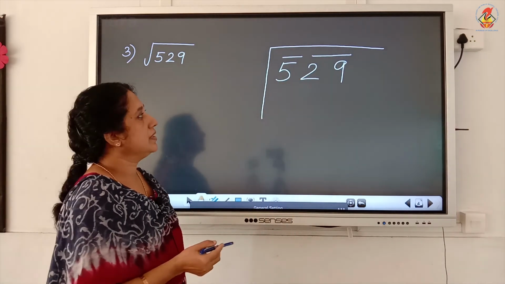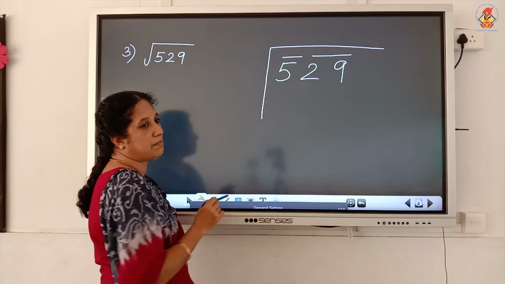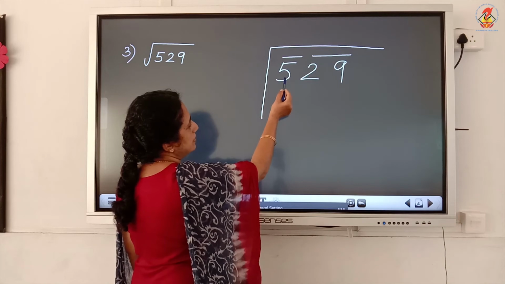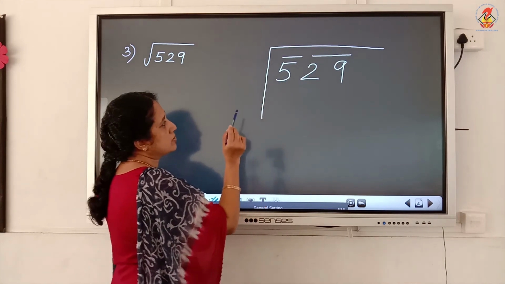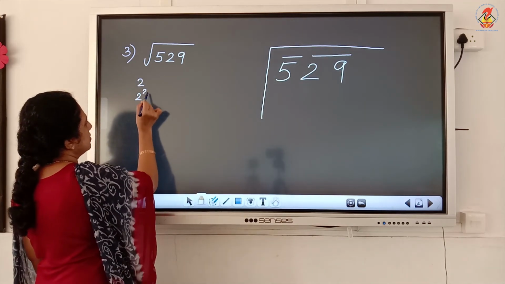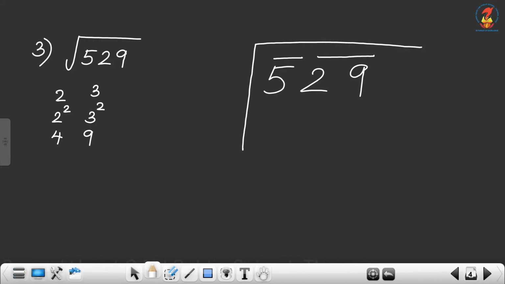Now second step, think of the largest number whose square is less than or equal to the number under the extreme left bar. So consider the number under the extreme left bar. So the number is 5. Suppose if you take 2, 2 square is 4. Then if you take 3, 3 square is 9. So which one do we have to take? We can take the number as 2. Therefore write 2 as the divisor. Then this 2 will come in the quotient also. 2 is the first digit in the quotient.